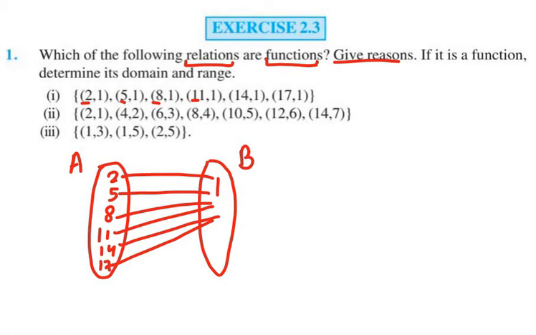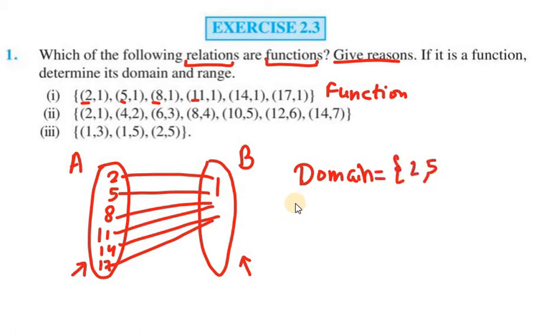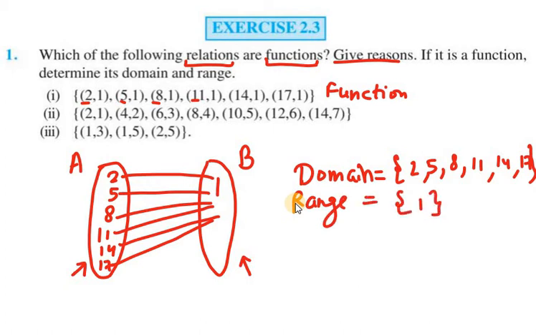Now we need to determine its domain and range. Domain is quite easy. Domain is the one which has the first elements in it. So this would be our domain and this would be our range. So the domain is 2, 5, 8, 11, 14, 17. Then the range is the second element of the ordered pair, and that is 1 only.